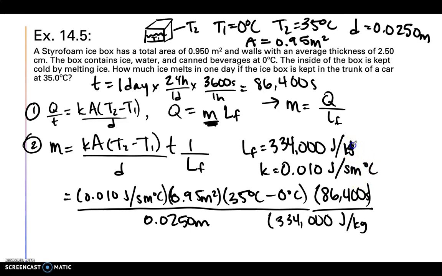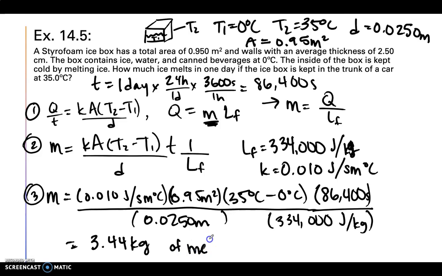Yeah, kilogram. I think I messed up. Okay. So then we can plug this all into our calculator, and we'll get a value of 3.44 kilograms. So this is the mass of the ice that melts. So 3.44 kilograms of melted ice.